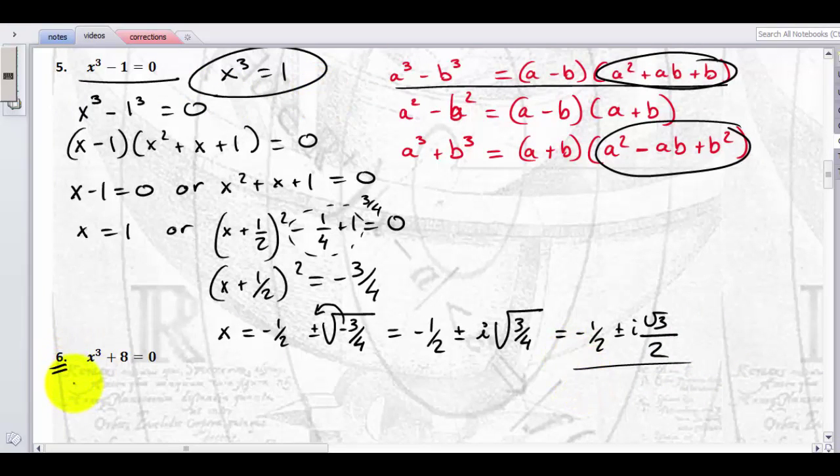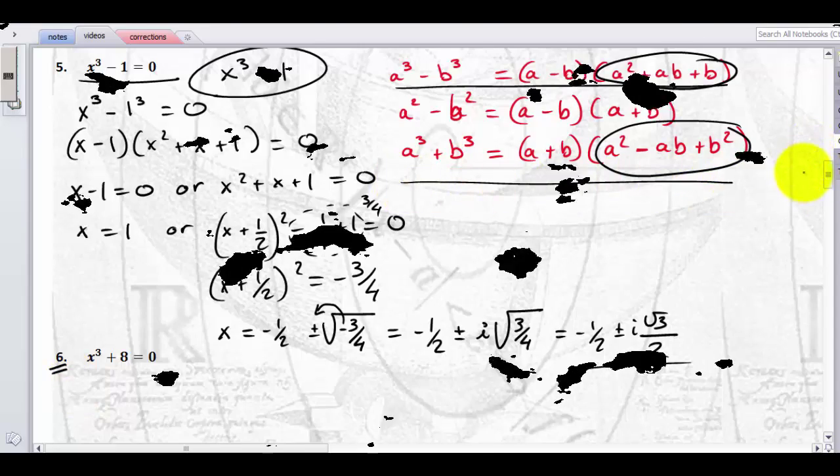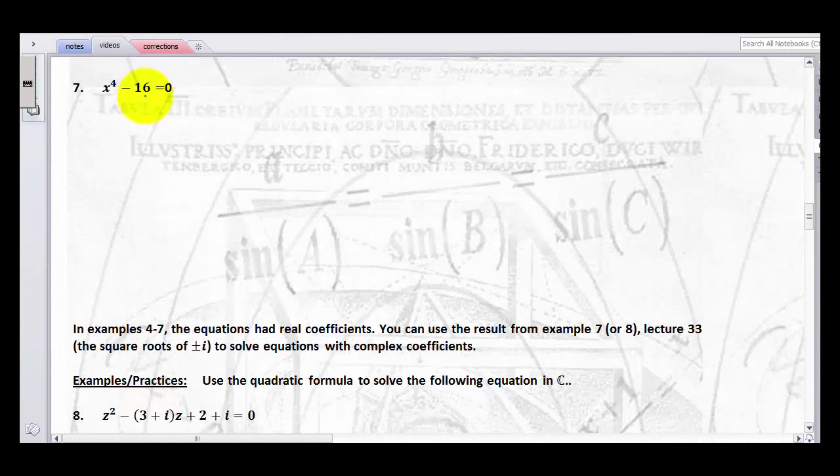Please do number 6. You're going to need this formula for number 6. Okay, let me move on. I'm going to start number 7, but I would like you to finish it. So what do we have here?